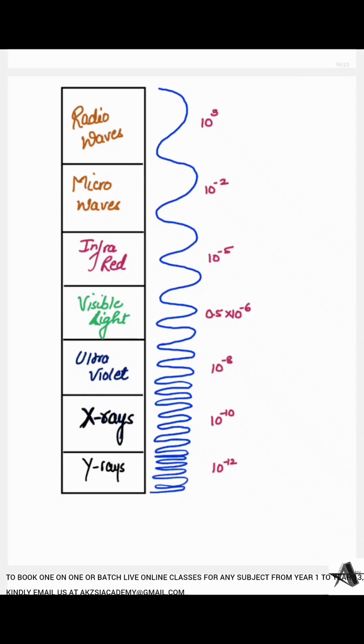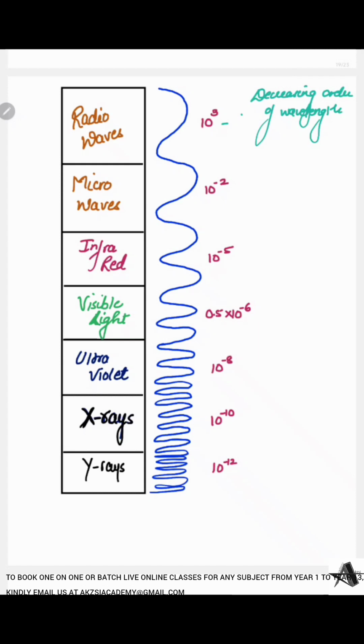Now this is the electromagnetic spectrum. It means the combination of all 7 electromagnetic waves, and they are arranged according to their wavelength, or you can say frequency. Starting from the first one, this is radio wave, which has the highest wavelength. So now you can understand how they are arranged in terms of wavelength. They are arranged in decreasing order of wavelength, and radio waves have the highest wavelength.